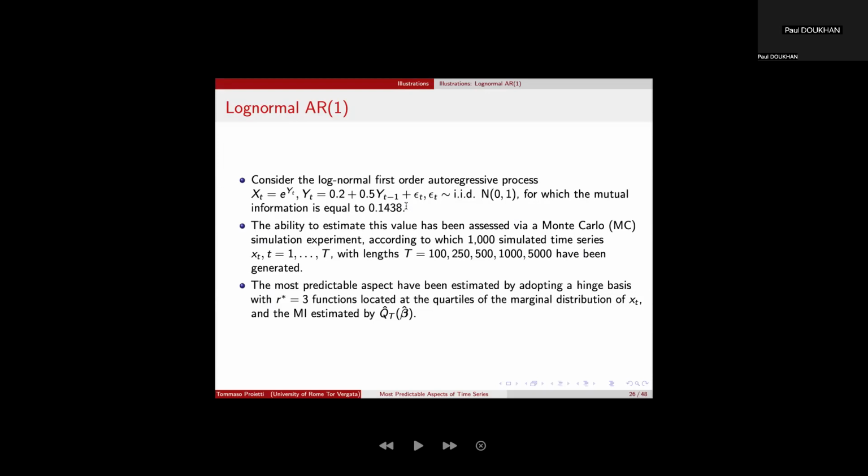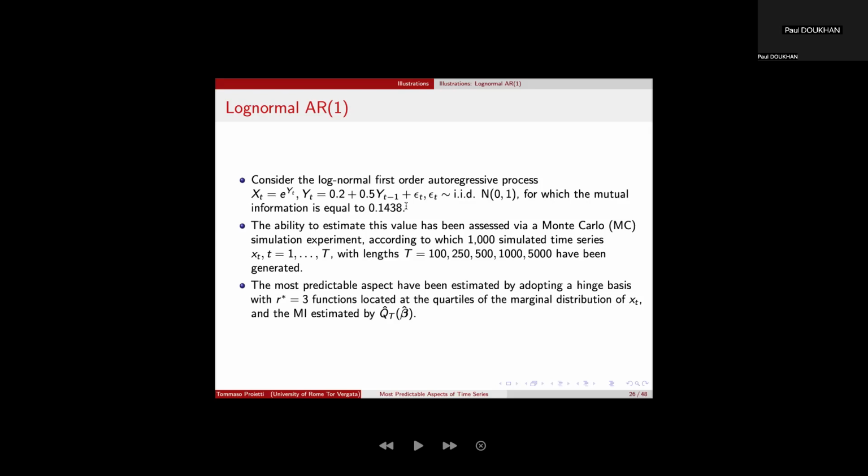So now some illustrations. The first one is the following. Suppose that we have a log normal first order autoregressive process formulated like this. So the logarithm of xt is a Gaussian autoregressive process. Now the coefficient is 0.5, so we know the mutual information for this problem is 0.1438. So we know the true value. So how can we reconstruct this?